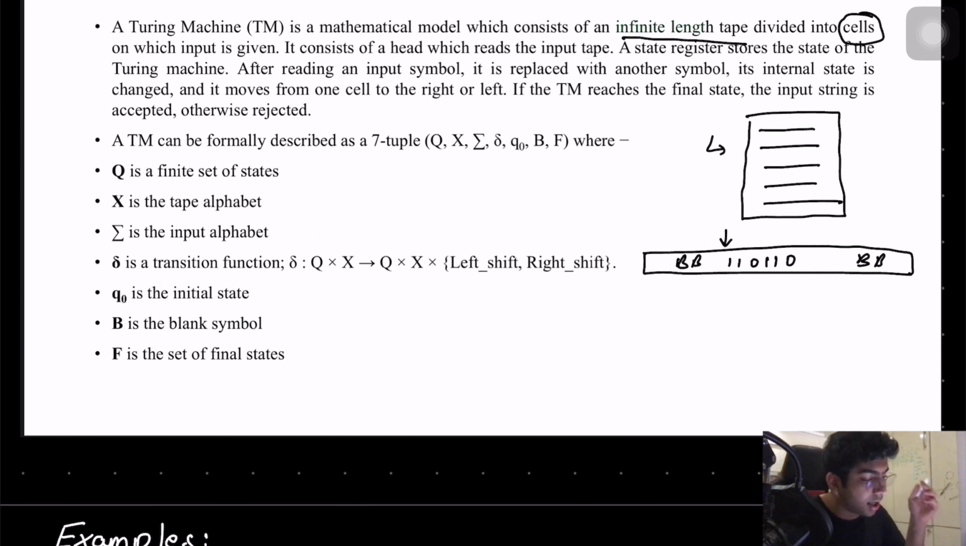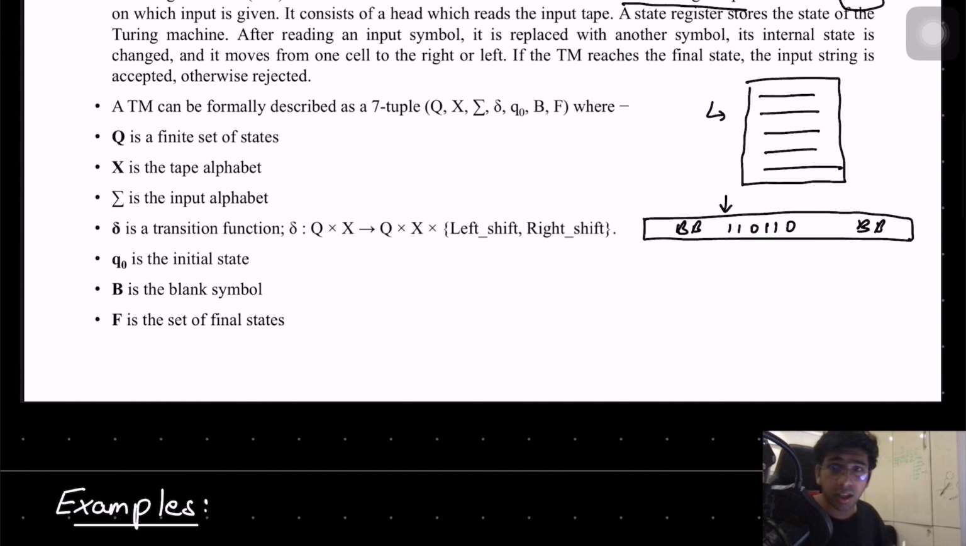A state register stores the state of the Turing machine. After reading the input symbol, it is replaced with another symbol, its internal state is changed, and it moves one cell to the left or the right. If the Turing machine reaches the final state, the input string is accepted, otherwise it's rejected. So that felt a bit overwhelming, but don't worry about it. We'll go through examples and it'll all seem clear.